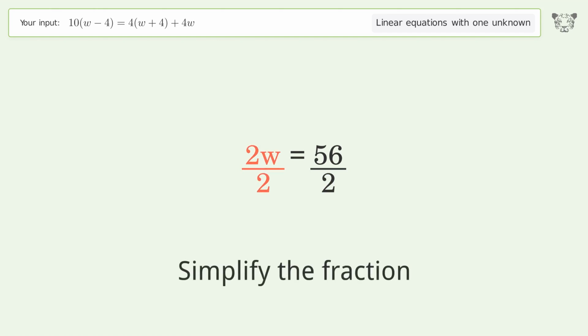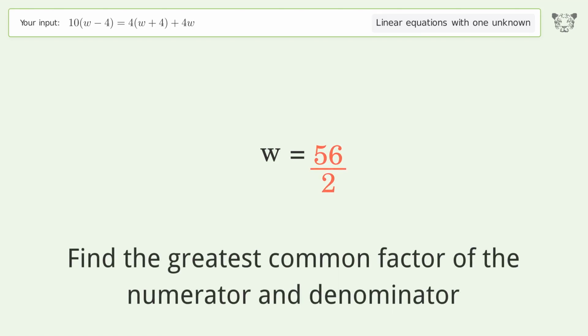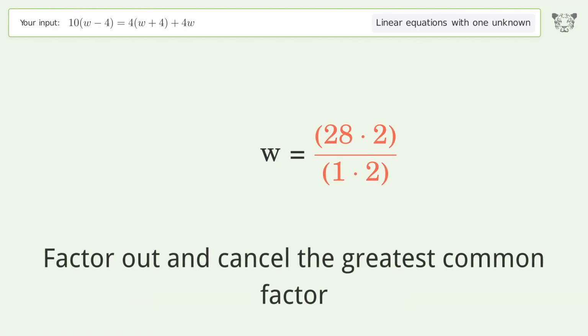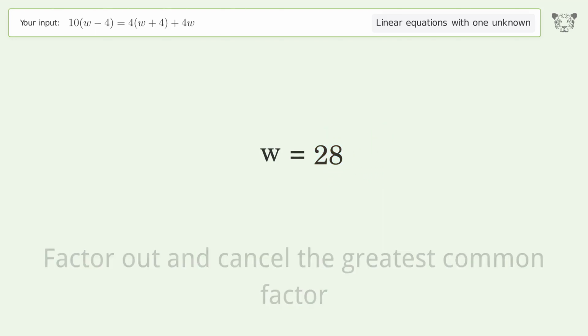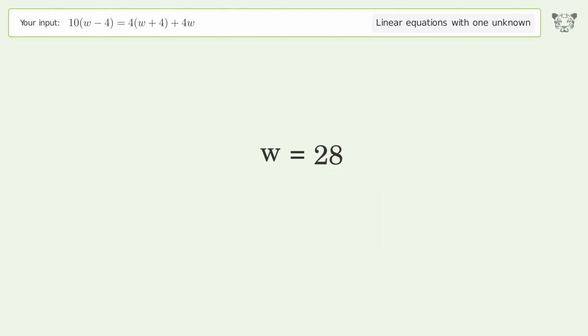Simplify the fraction. Find the greatest common factor of the numerator and denominator. Factor out and cancel the greatest common factor. And so the final result is w equals 28.